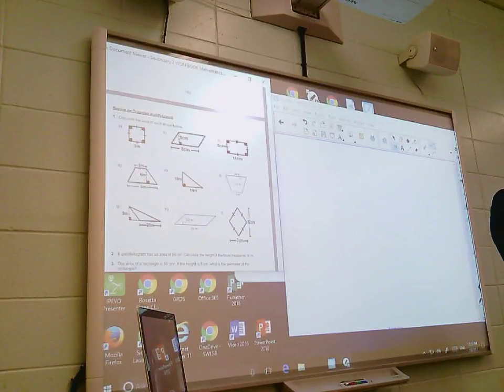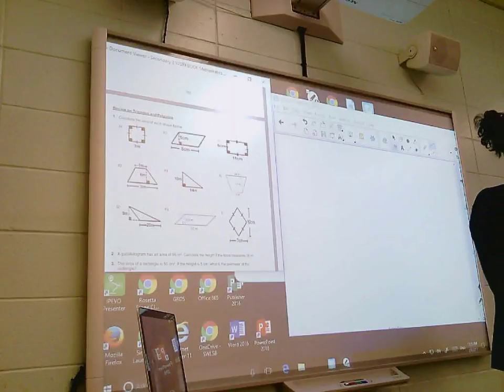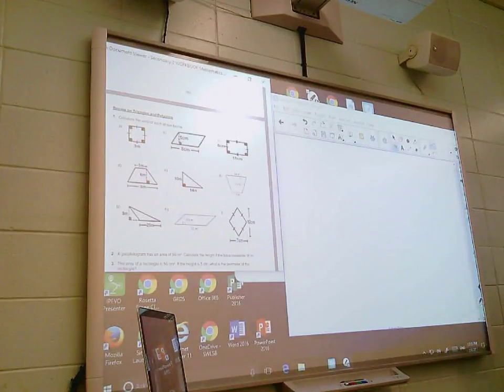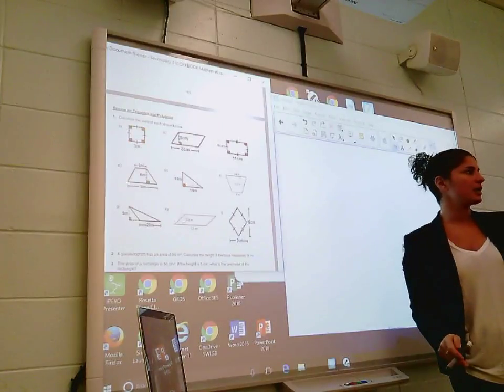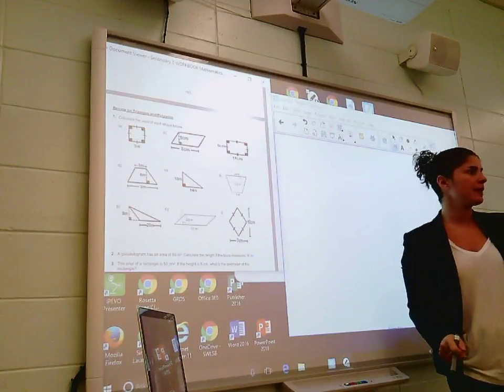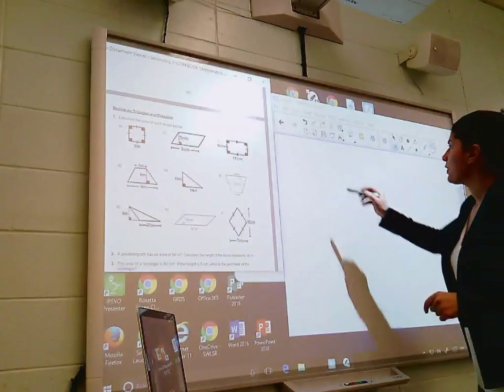And we did it all yesterday in our bell work, and we worked to getting this. Today I'm going to use a few of those and work backwards, where I give you the area and you have to find the base or the length. So today's lesson is going to be on polygons, but before we get to polygons, let's do a little bit of review on how to work backwards with area. So here we go.